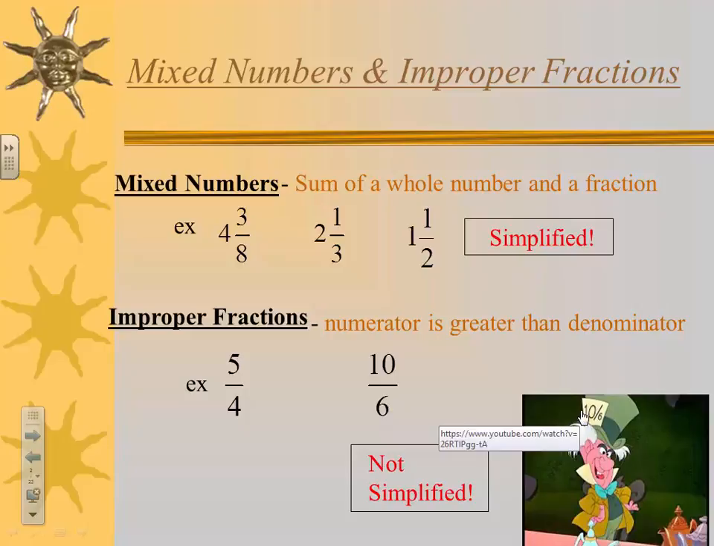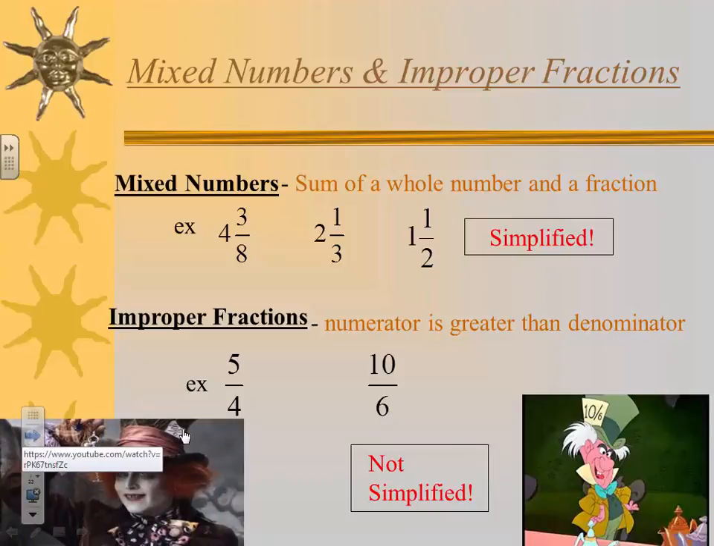The Mad Hatter, he was improper, right? He was improper, meaning the way he acted was not quite right. He has an improper fraction on his hat. We'll watch that in school tomorrow. Same with this version, same kind of deal.